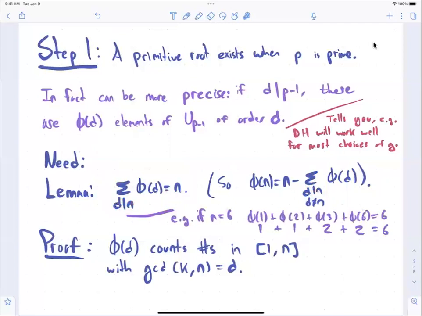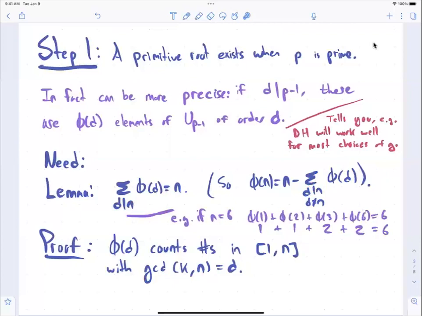Well, basically, this is just a counting argument. You can see that phi of d is counting a certain thing, and so when you put all those things together, you get just n things. And how do you do that? Well, I'll leave this as an exercise for you. Normally I think of phi of d as counting the number of elements between 1 and d that are coprime to d. But I also could think of this as counting the number of elements in the interval from 1 to n whose GCD with n is equal to d.